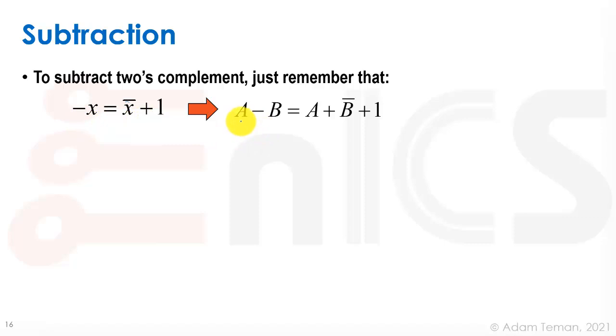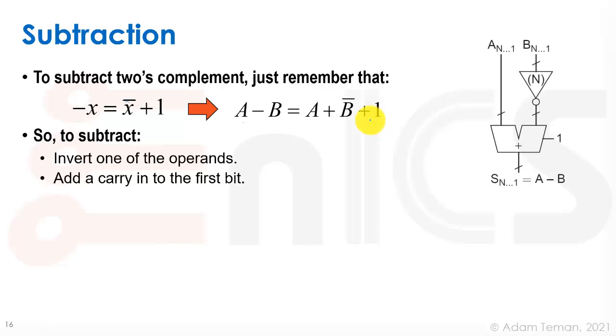In other words, if we want to do A minus B, it's just like doing A plus minus B, so we can say A plus B bar plus 1. So A plus B bar plus 1. That is doing subtraction. So that's really cool. All we have to do for subtraction is make the B bar, so we can take the B and invert it, okay? And add 1 by adding 1 to the Cin of the entire adder. Instead of having the Cin of the first bit be 0, we can just add 1 to it.